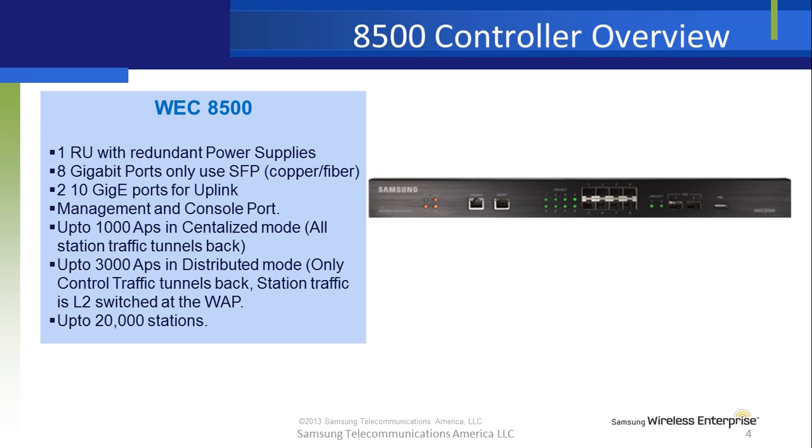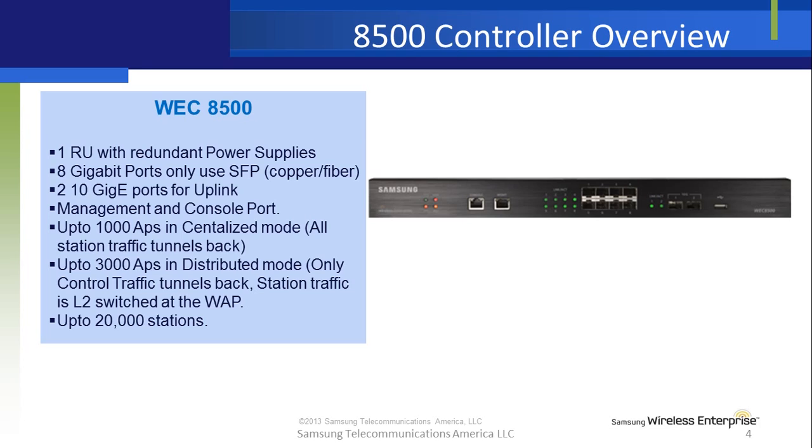All right, so in distributed mode, the controller scales up to 3,000 access points. Again, this is a scenario where only the control traffic tunnels back to the controller and the station traffic is layer 2 switched at the WAP. And then the total capacity for number of stations is 20,000. So that's a lot of stations for one controller.